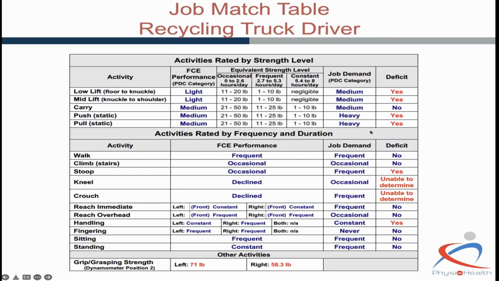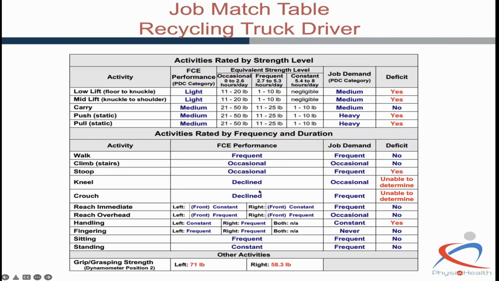Here is the frequency. So, these are the performances. This is the job demand. In this case, Mr. DeGrasse had issues with stooping and bending. He was only able to bend at the occasional level based on our time test. So that's up to 33% of the workday. But based on the PDA, his job demand requires him to bend 66% of the workday. So there's a deficit there.